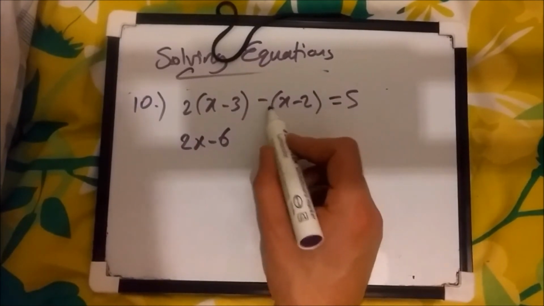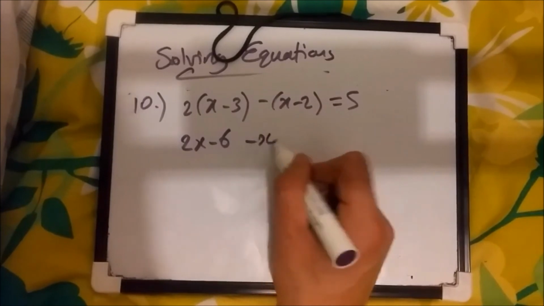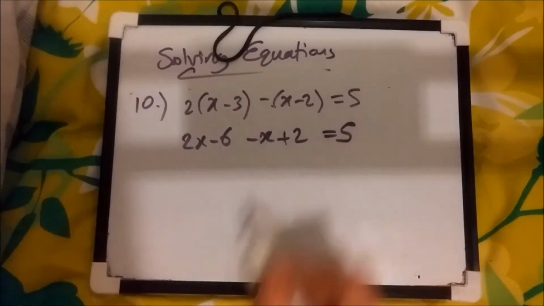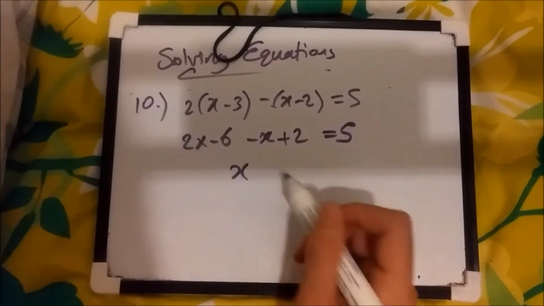Now expanding this, you have a minus sign, so flip every sign there. So minus times x is minus x. Minus times 2 is plus 2. Again, copy the 5. Now collecting terms on this side, we've got 2x take away x is x.